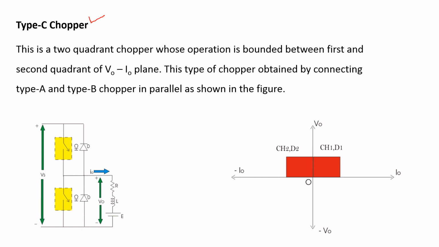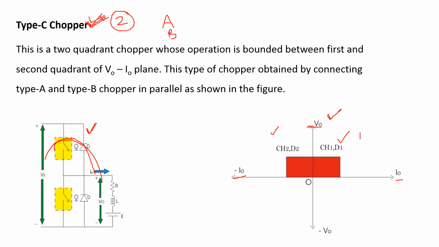Coming to type C chopper or class C chopper. By using type C chopper, we get the two quadrant operation, that is, first quadrant as well as second quadrant operation. In type C chopper, voltage is always positive, but current is positive as well as negative. So power can flow from source to load as well as load to source. And this is the circuit diagram of class C chopper. By connecting the class A and class B choppers in parallel, we get the type C chopper. And these are the quadrant operations of type C chopper.